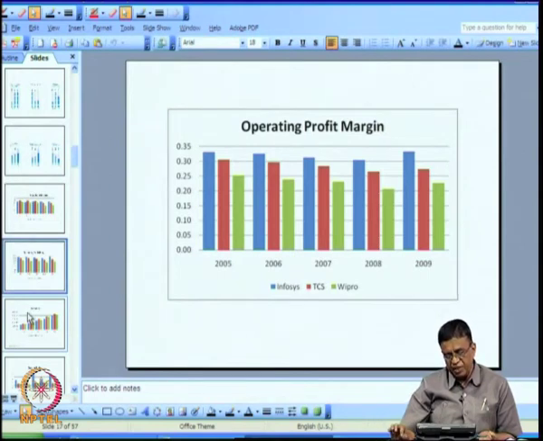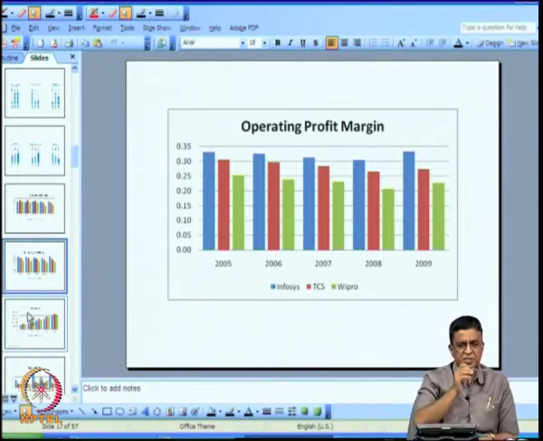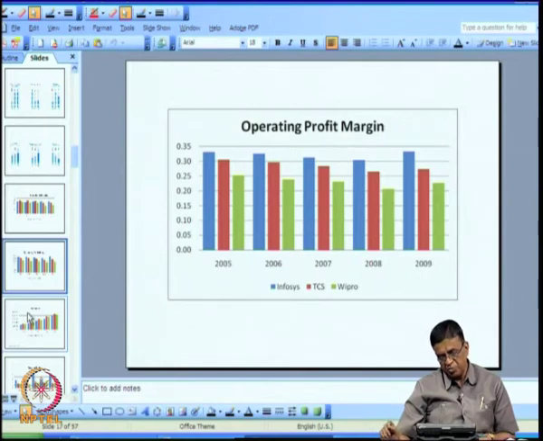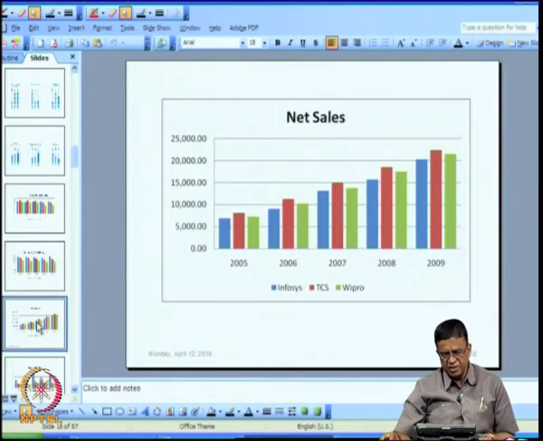Whereas in some of the years in gross profit, in 2005, 6 and 7, the gross profit of TCS and Wipro was a little higher compared to Infosys, but when it came to the operating profit margin, again Infosys has gone ahead of the other two majors. So, if you come to the next one, that is net sales, how does it compare? If you really look at it, in 2009, look at the net sales. TCS always recording a higher net sales, always.